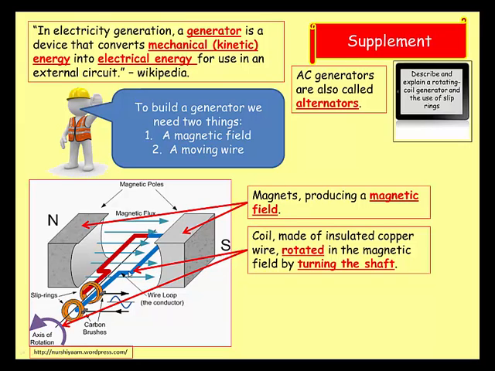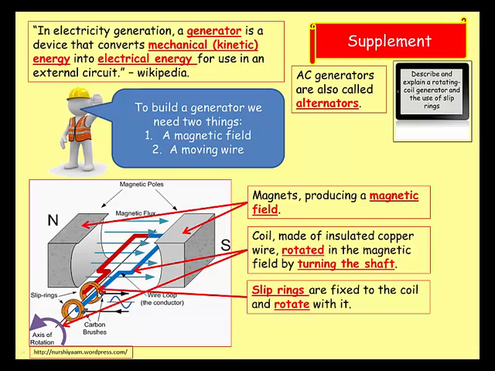Secondly, we've got a coil. Now remember we said that a coil is better than a single wire, it produces a stronger EMF. Now the coil is made of insulated copper wire. What happens is you rotate this in the magnetic field. The coil here is going to rotate. You do that by turning the shaft of the coil, and you use a little handle if you want to, attach a handle here and turn it, and that'll give you enough movement there to generate EMF. You also need to have a slip ring.